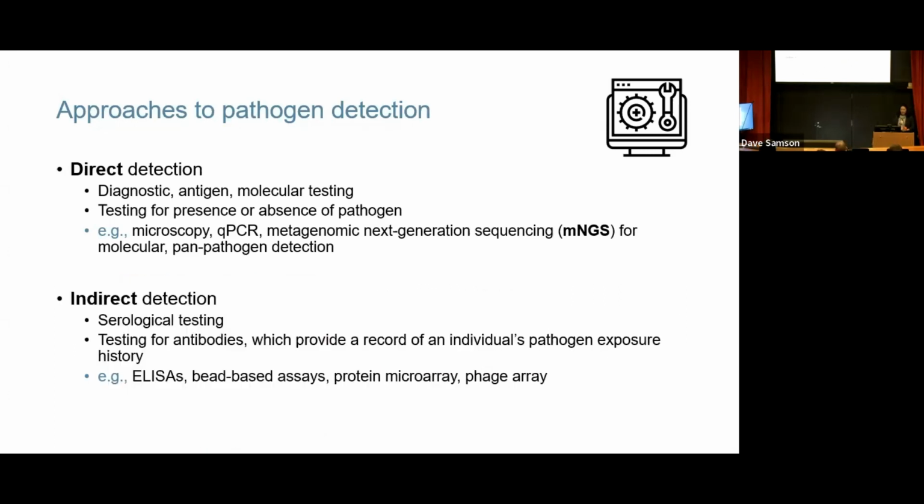And then another tool that I use quite frequently is indirect detection. This is particularly serological testing. In serology, we test for antibodies, which provide some record of an individual's pathogen exposure history. And tools here include everything from ELISAs to bead-based assays to much more multiplexed assays such as protein microarrays and phage arrays.